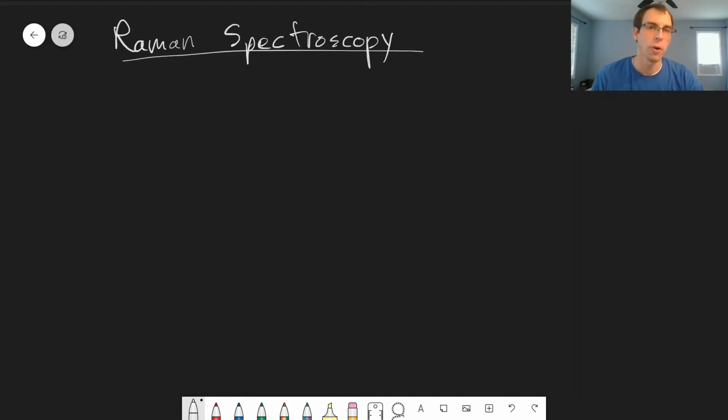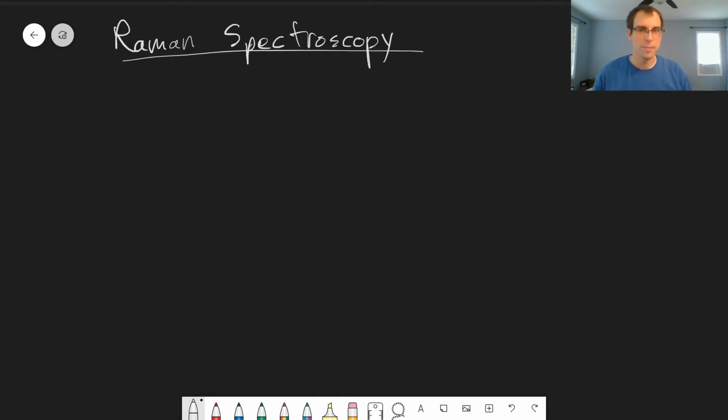The final topic we're going to discuss is another type of spectroscopy that has been enabled by lasers because it requires a very bright light source. Raman spectroscopy is a type of spectroscopy that can be done with other types of light, but the key thing is that they must be very bright because it itself is a very weak process.